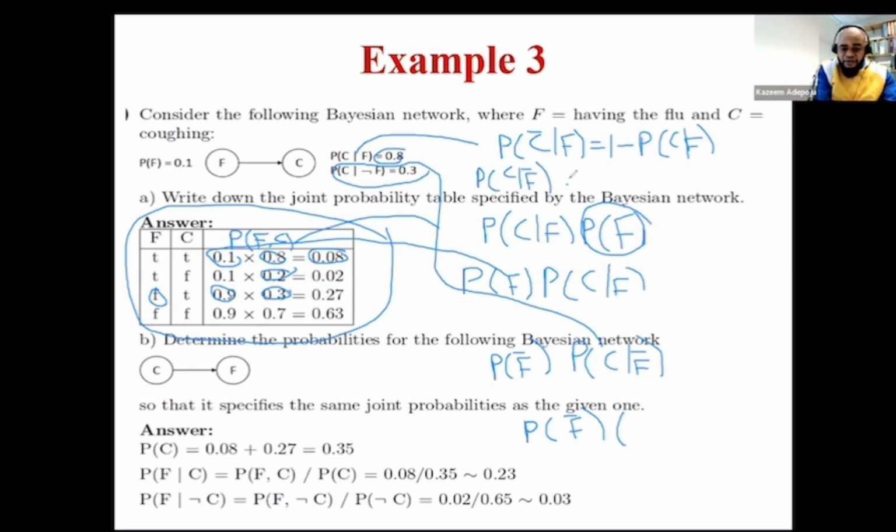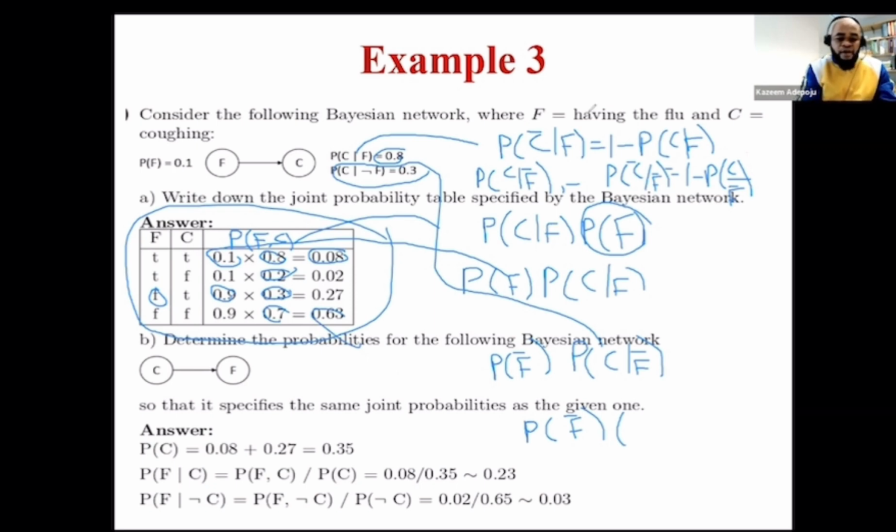Now you actually need to find the probability of C complement given F complement. Which is basically going to be 1 minus the probability of C given F complement. So which is going to be 1 minus 0.3, so that would be 0.7. Now that is how you set up that table.